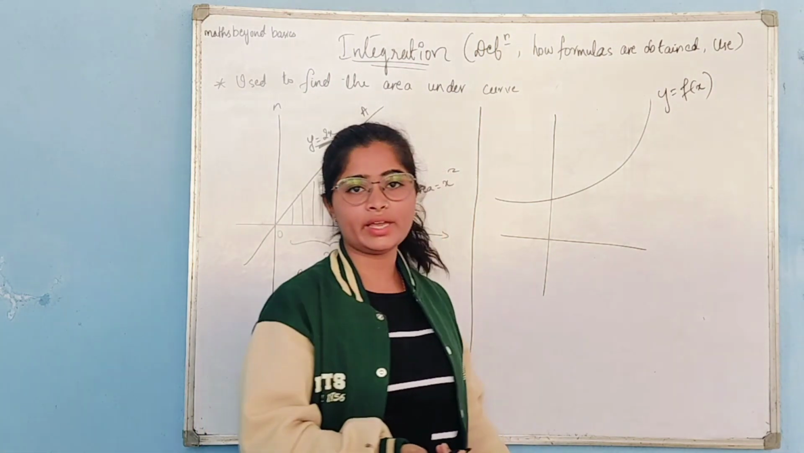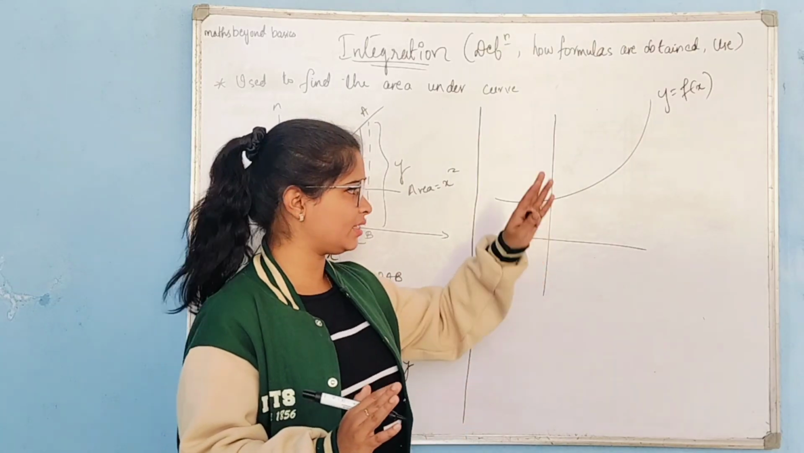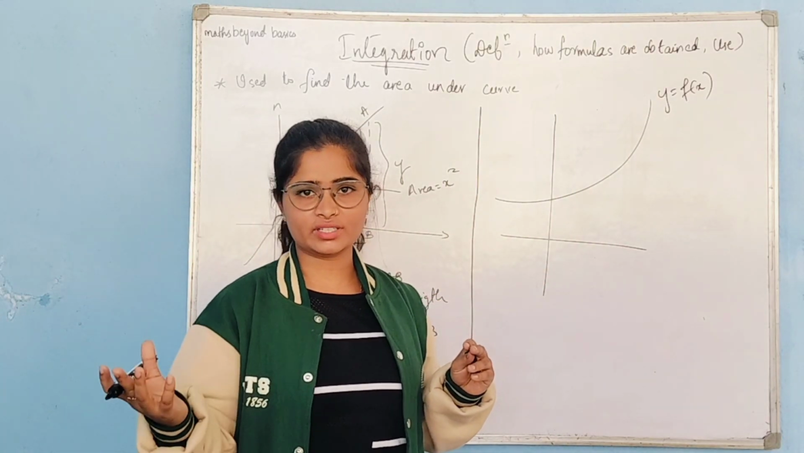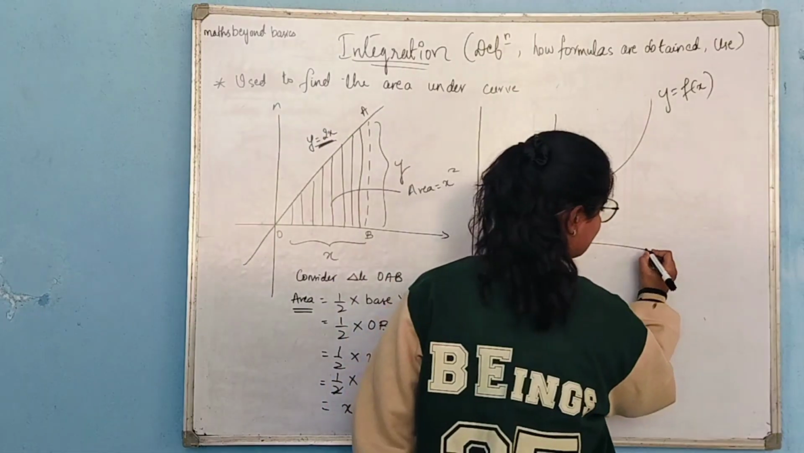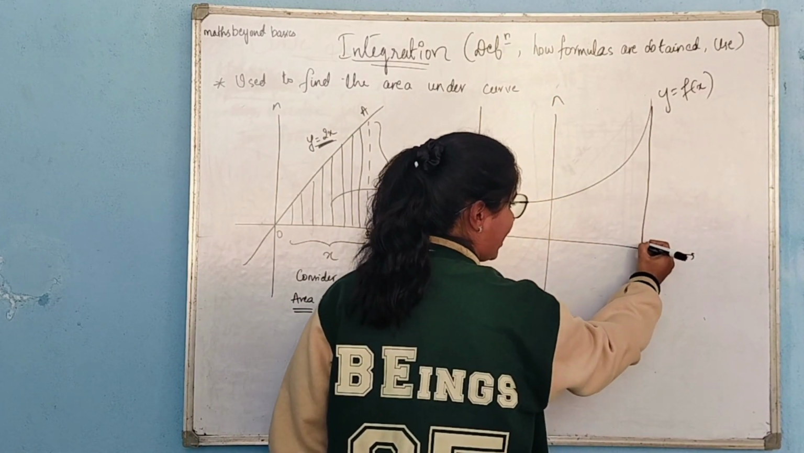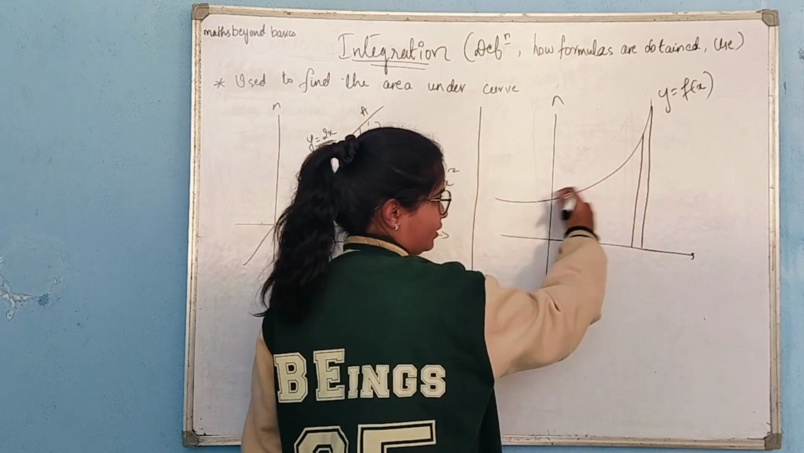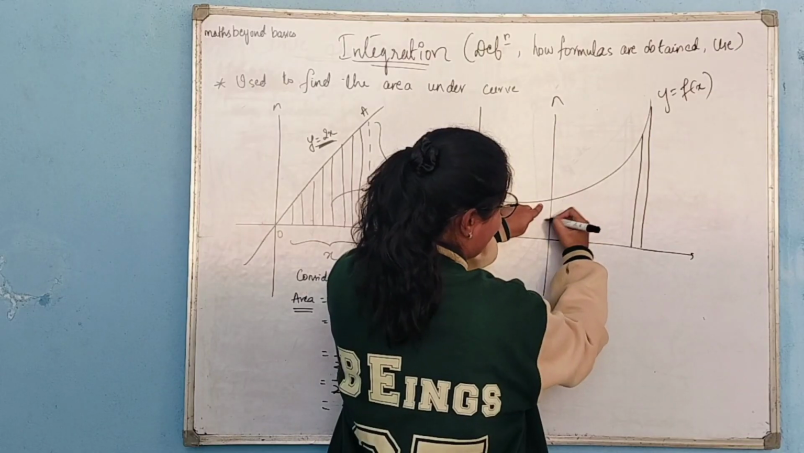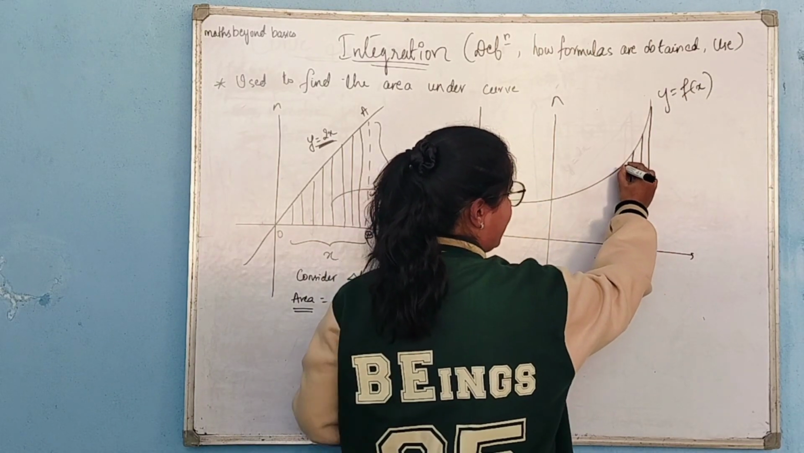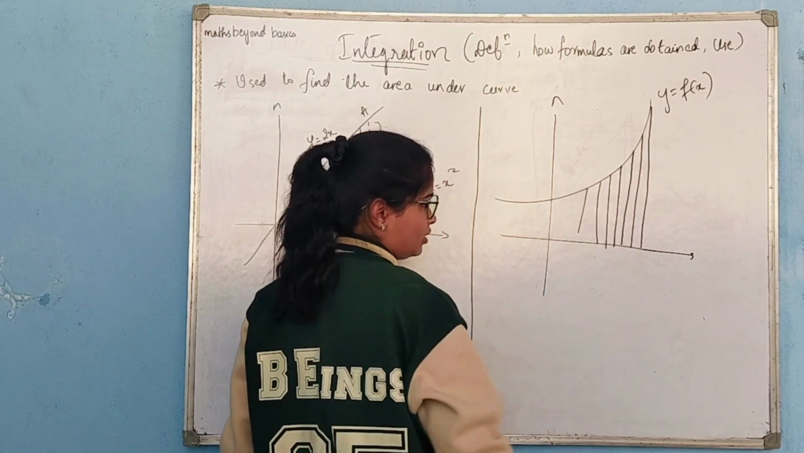Now let's see how the area under this particular y is equals to f of x is obtained. I am telling the general case, and this general case will be applied to all other functions that we will be seeing in coming sessions. Let's start with this. I will be considering one stripe, that is, part of the area under this curve. What I will do is cut this area into small stripes, very small stripes.